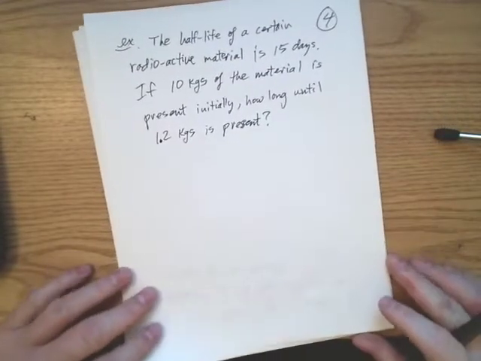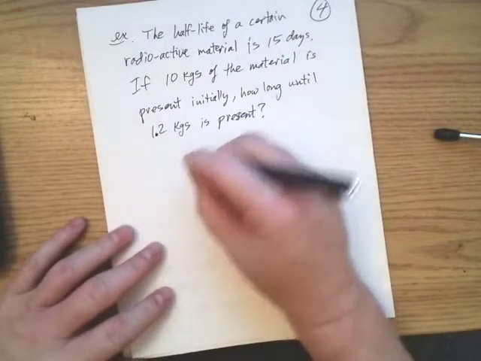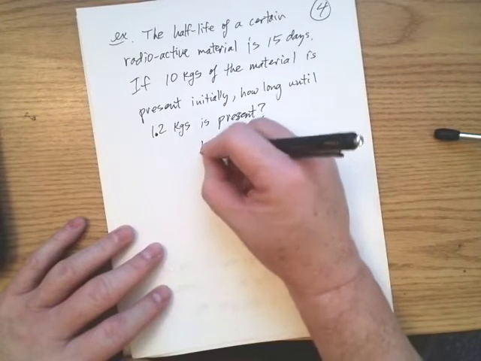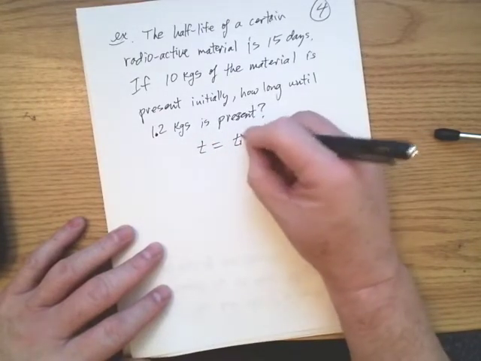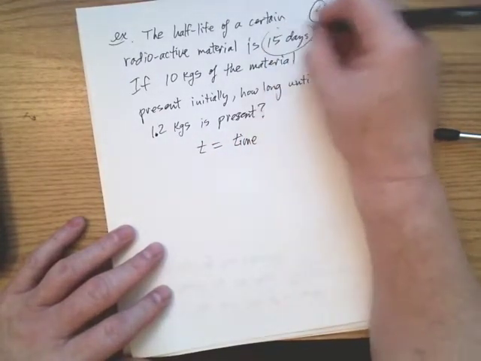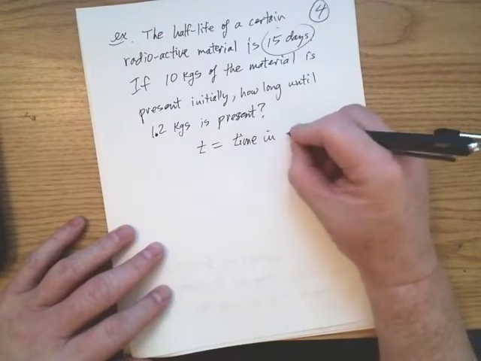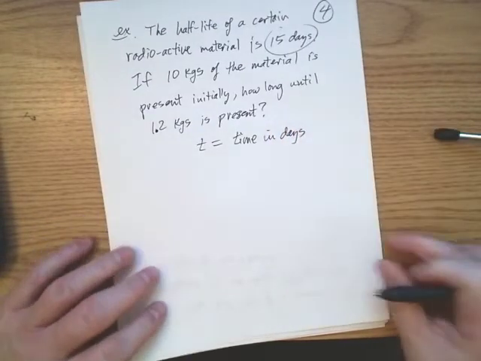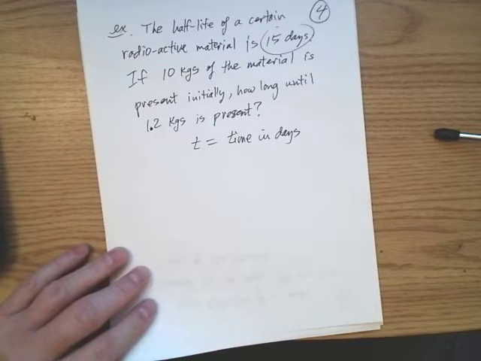Now, here's what we're going to do here. First of all, t is time in days this time, because the half-life is given in terms of days. So let's go ahead and use that time period.